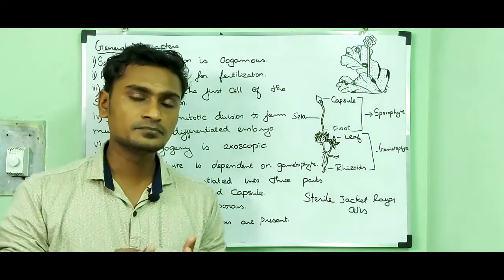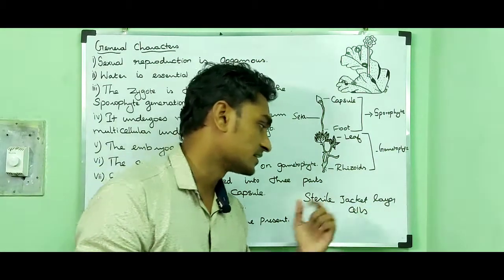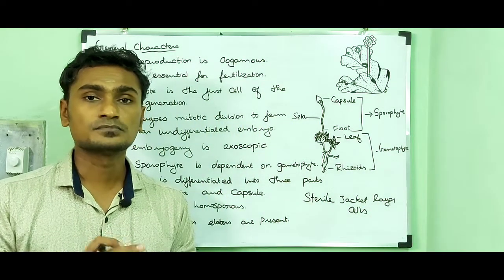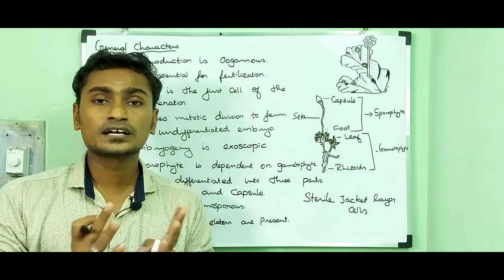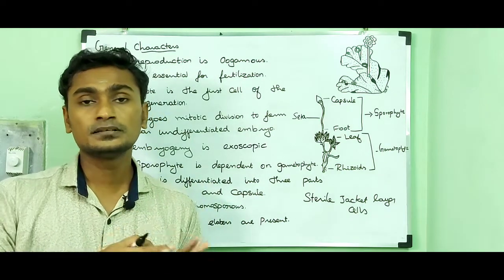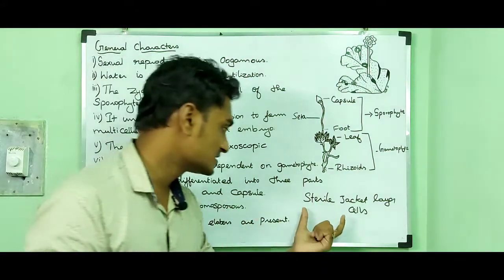So who protects the antheridium and archegonium? The sterile jacket layer cells. From what? From desiccation. Desiccation means water loss. They keep them from drying out, they protect them. Then mechanical damage: who keeps them safe from any other damage?